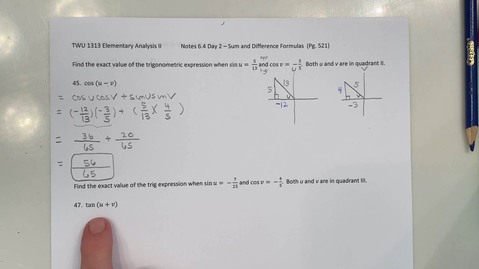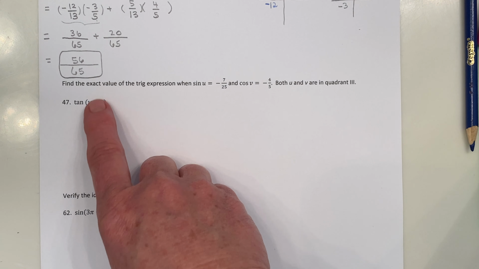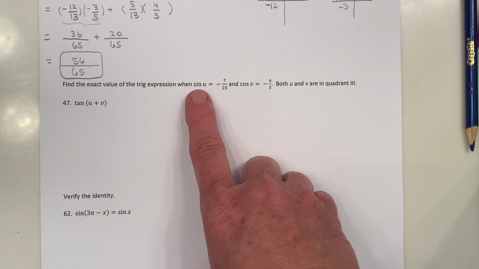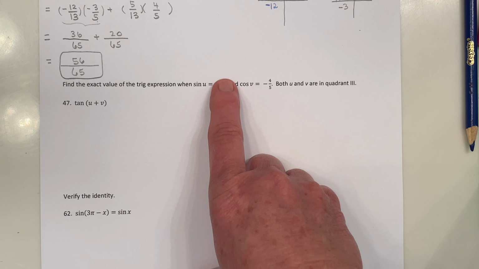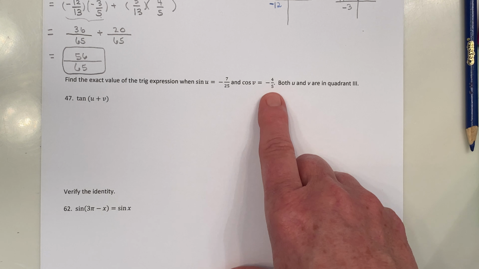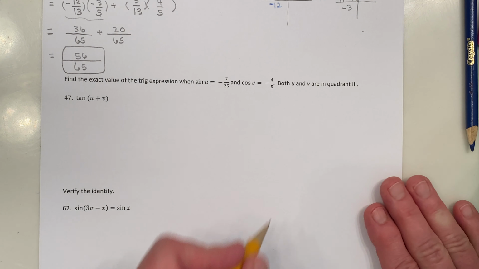All right, let's look at example 47, which came from page 521, or in that section. Let's find the exact value of the trig expression, tangent of U plus V, when the sine of angle U is negative 7 over 25 and cosine of angle V is negative 4/5. It further tells us that both angles U and V are in quadrant 3.